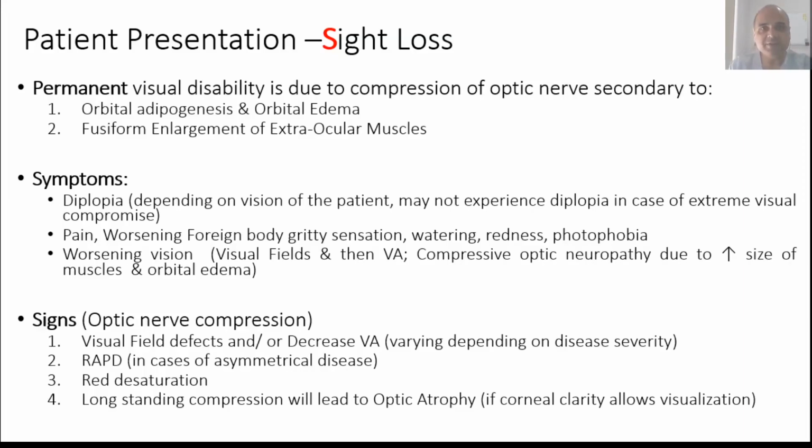Red desaturation, we have talked about red desaturation when we talked about optic neuritis. The most prominent cone, or the most numerous cone, is the red cone, or the cone that is sensitive to the red frequency. And as you start losing your optic nerve function, the red function is lost the most because they are the most numerous cones. So the patient starts experiencing a little bit of desaturation of red color.